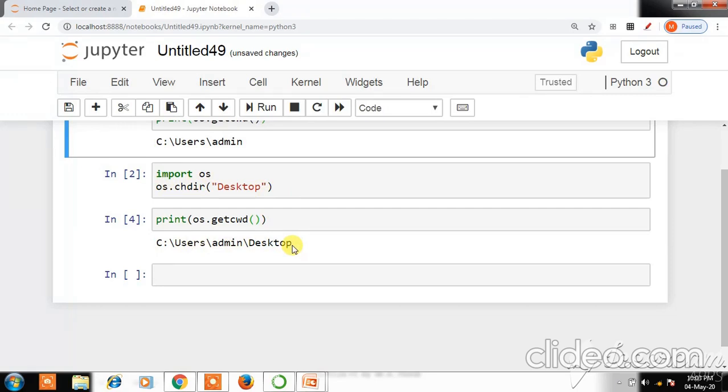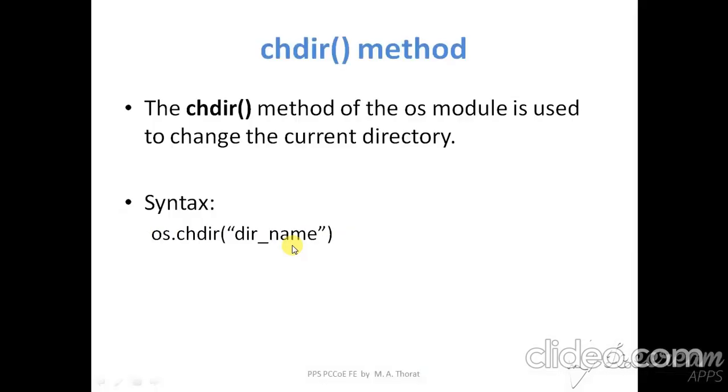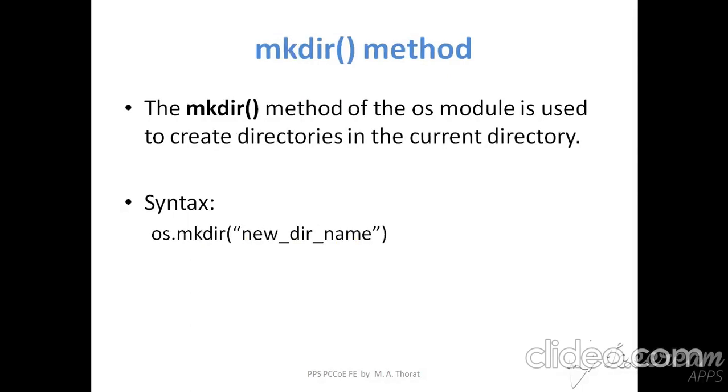So we have seen two methods. First one is getcwd, which is used to identify the current working directory, and the second one is chdir, which is used to change the directory from the current to some other place. Now after that, the next two methods are for creating and deleting a directory. The method is mkdir, which is nothing but make directory, used to create a new directory at the current location.